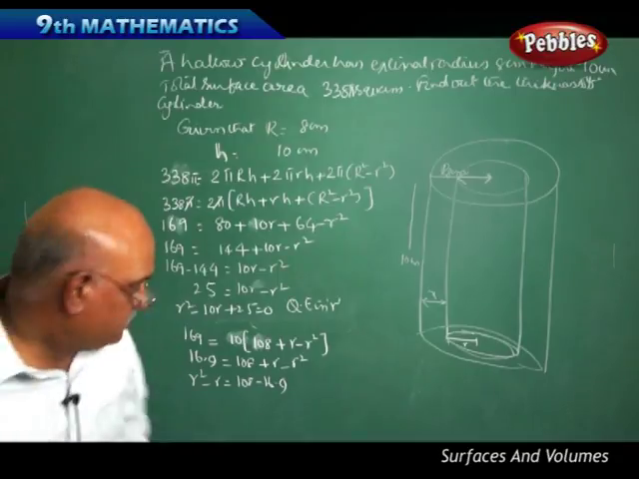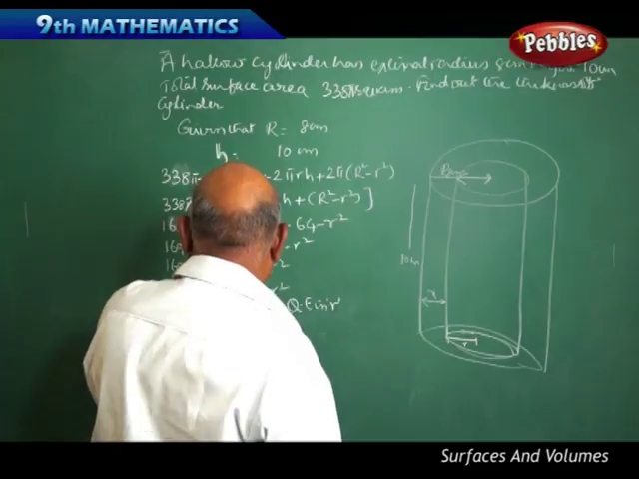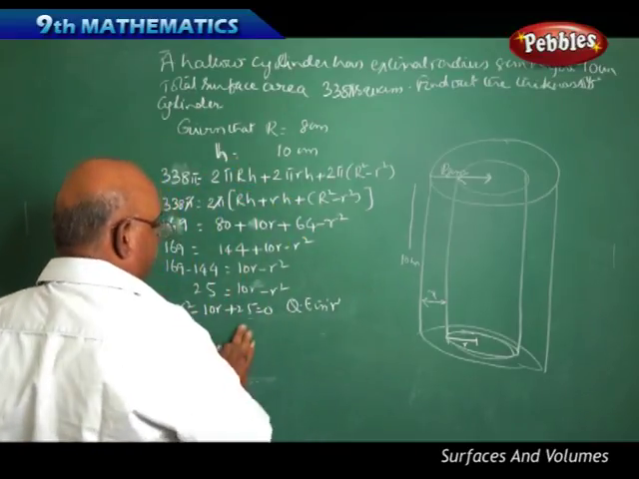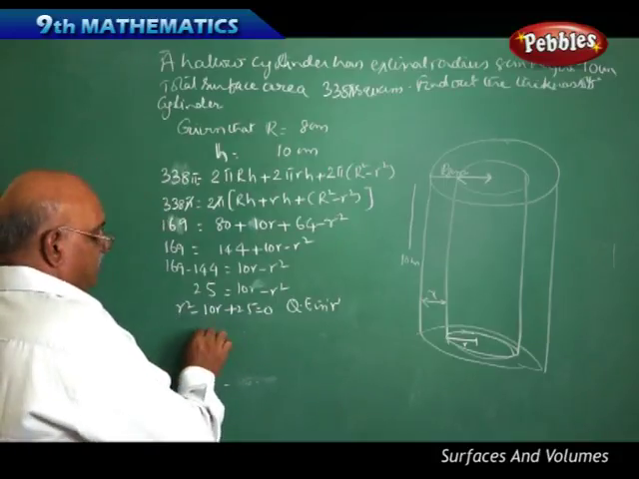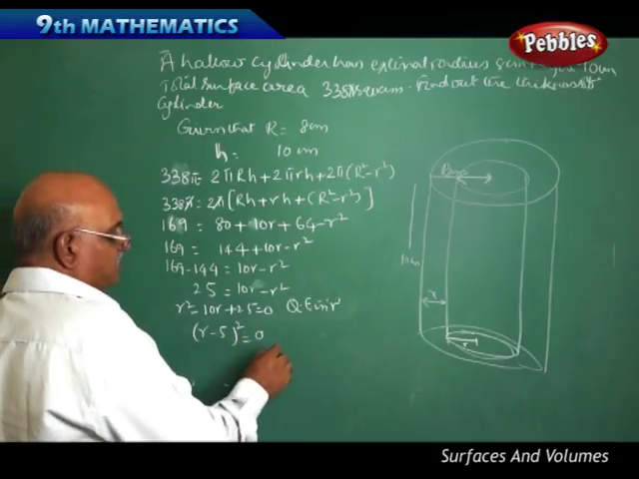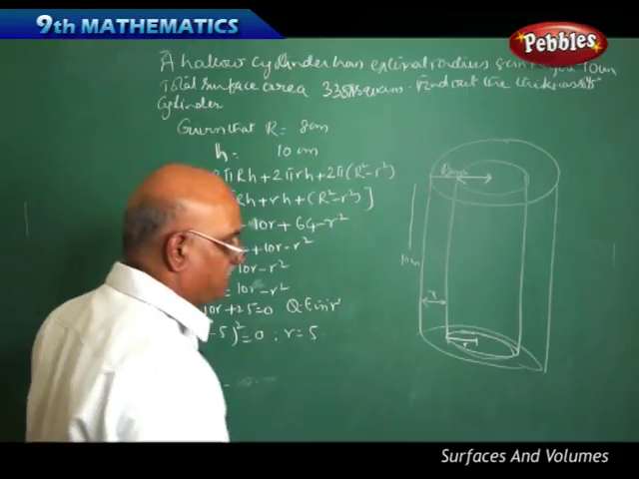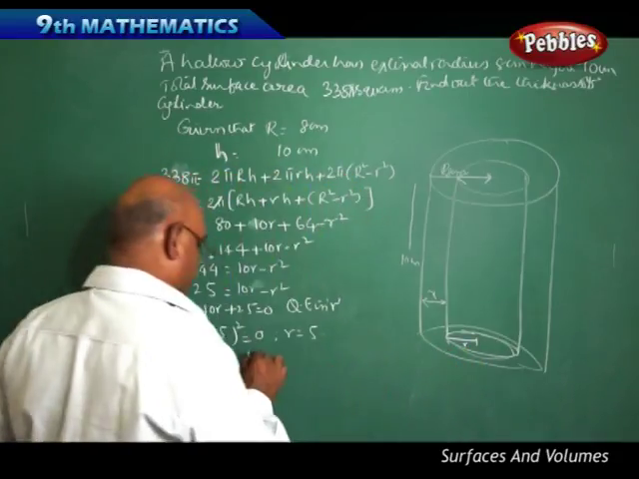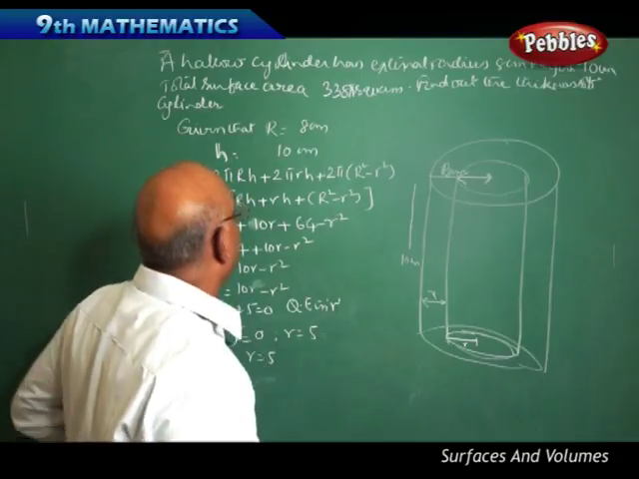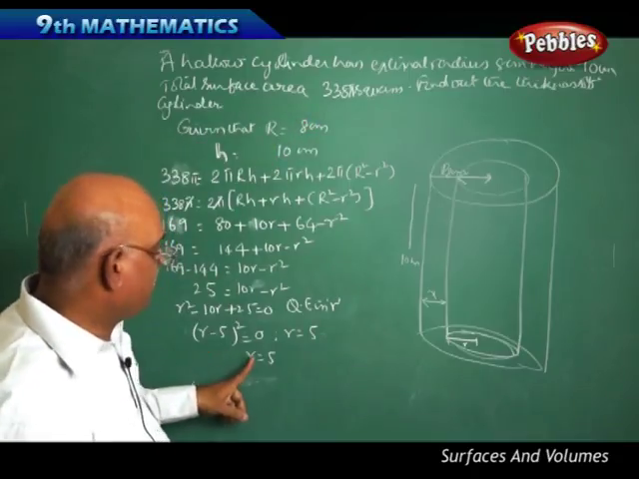Now, in this, 25 can be written as 5 into 5. Therefore, 5 plus 5 is 10. Therefore, it is a perfect square: r minus 5 whole square equal to 0. That implies r is equal to 5. Now, we got the value of small r as 5. Originally, capital R is equal to 8 centimeters and small r is equal to 5.